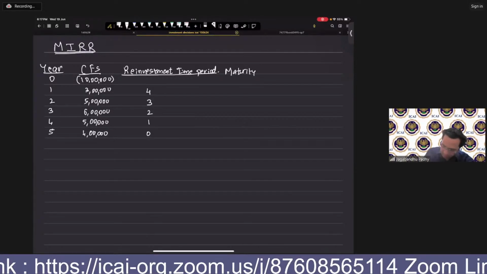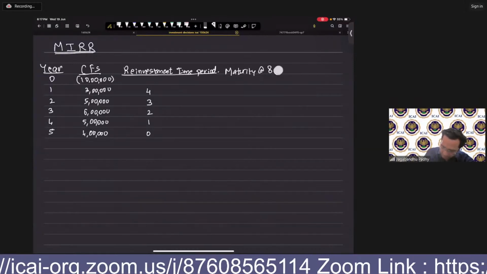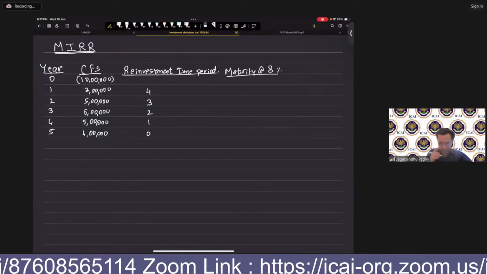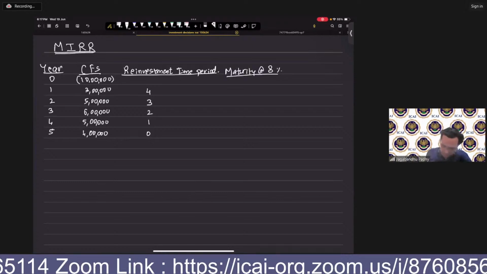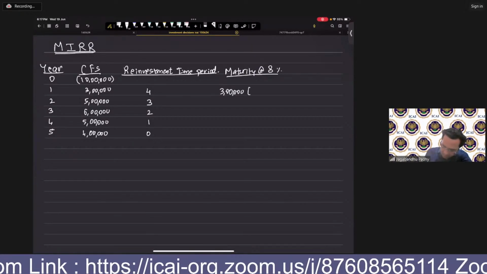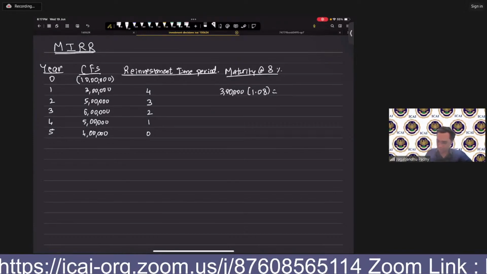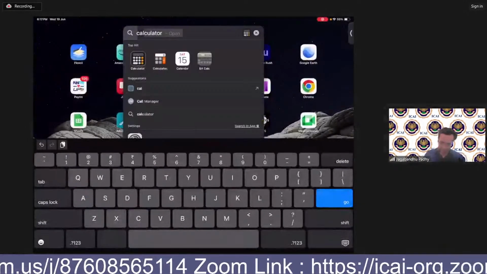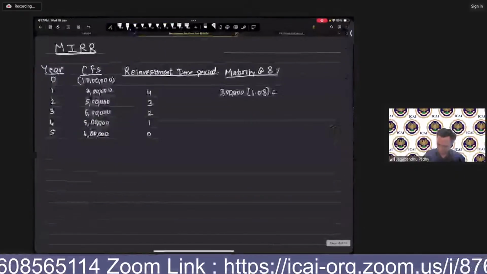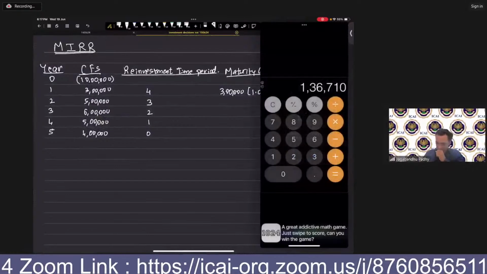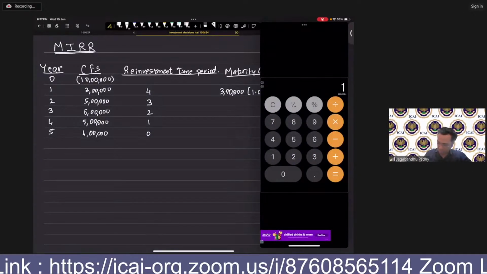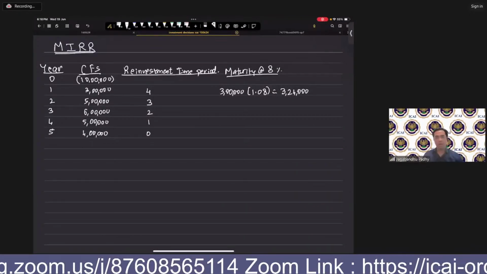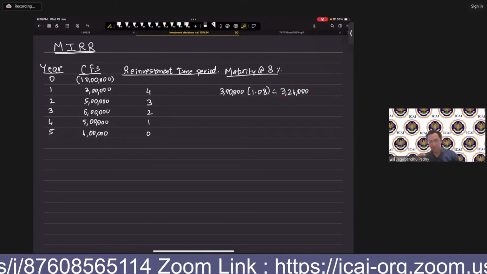So maturity, let's say our cost of capital is 8%, that we have taken, right? Cost of capital is 8%. So maturity value is simply a calculation of the compounded value, which we do as 3 lakh multiplied with 1.08. So 3 lakh into 1.08 is 3,24,000. So this is the maturity value that you are going to receive, right? So this 3,24,000 is what you're going to receive at the end of the 5th year.